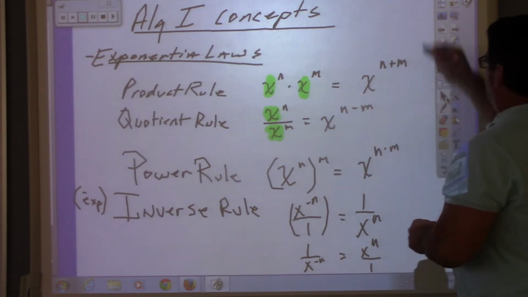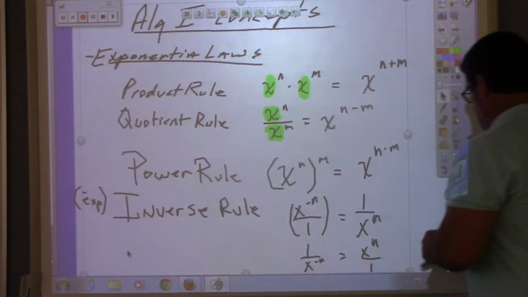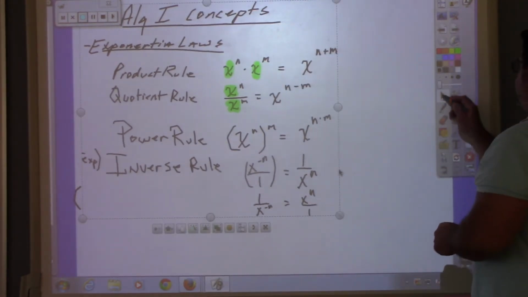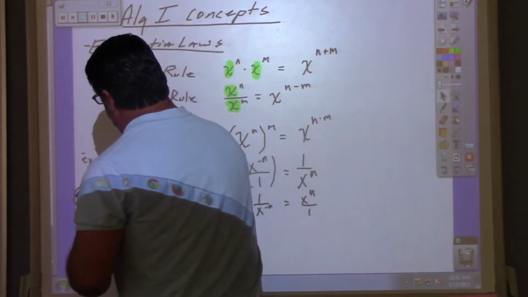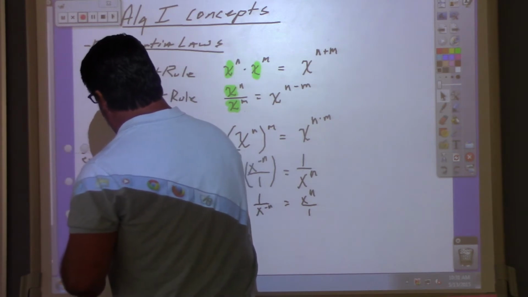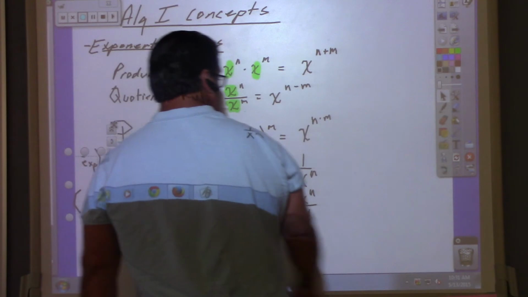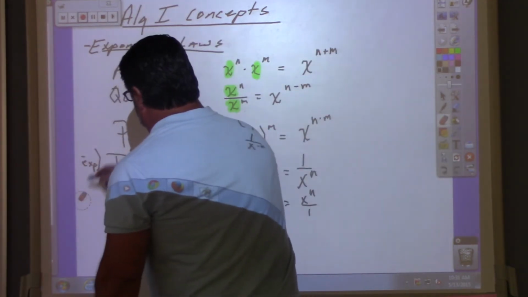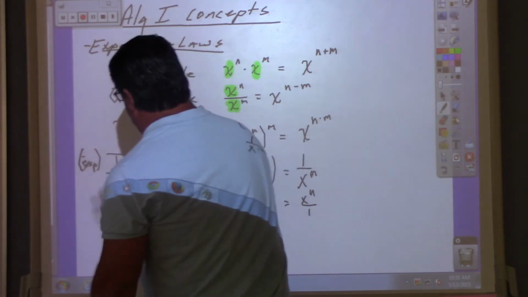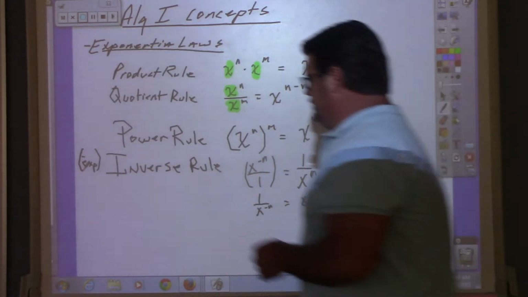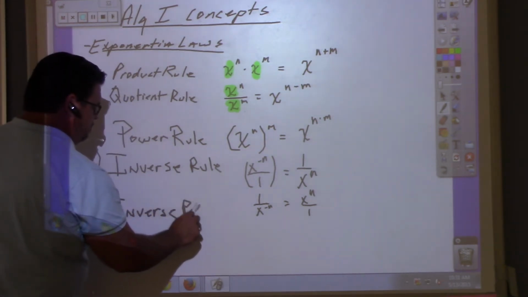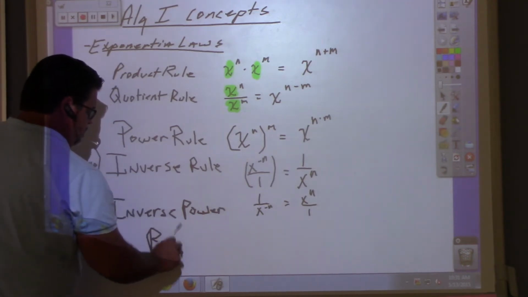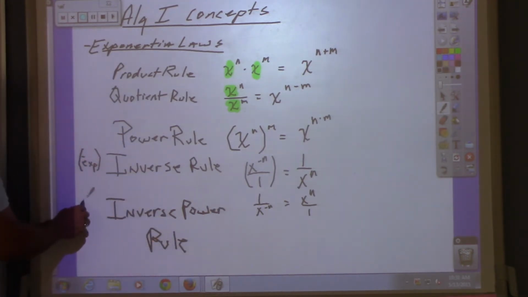Now there's one more rule. It's another aesthetic rule. And that aesthetic rule is called the inverse power rule. Whatever. It's the only thing about these boards I don't like is sometimes they'll do what you want them to and sometimes they won't. Inverse power rule is another aesthetic rule, and it's used, again, to get rid of a negative exponent when possible.